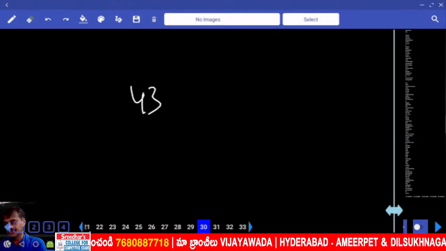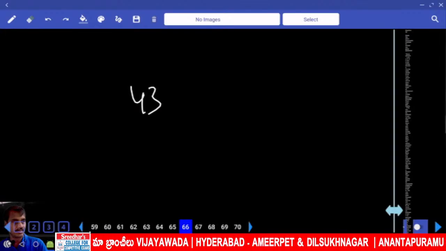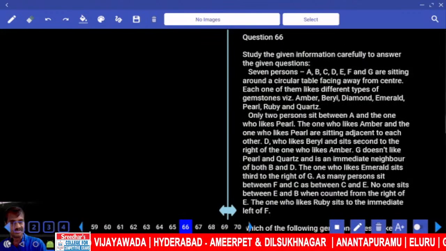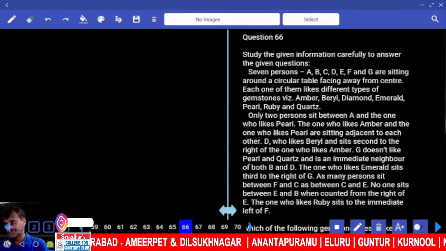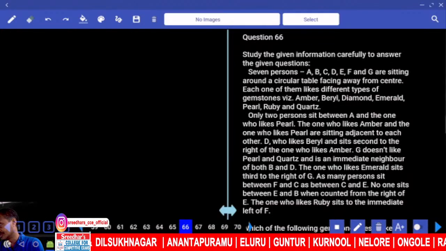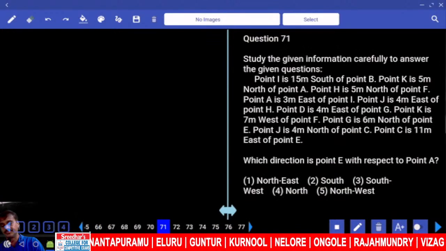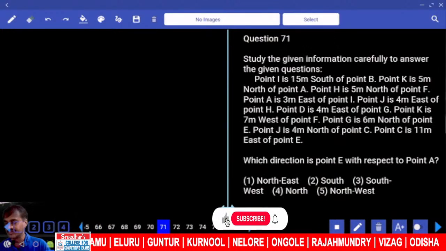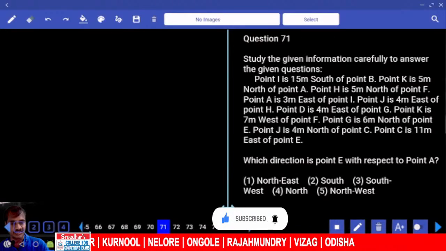Now, in question number 66 onwards, the reasoning section. Tell me, question number 66 to 70, whether it comes under the first or the second priority. Second priority, along with the parameter, is given. As a parameter is given, we need to keep this one under the second priority. Then 71 onwards, first or the second? Definitely first priority, directions.